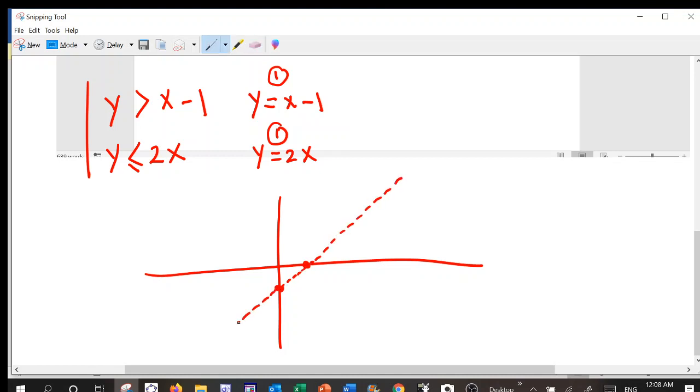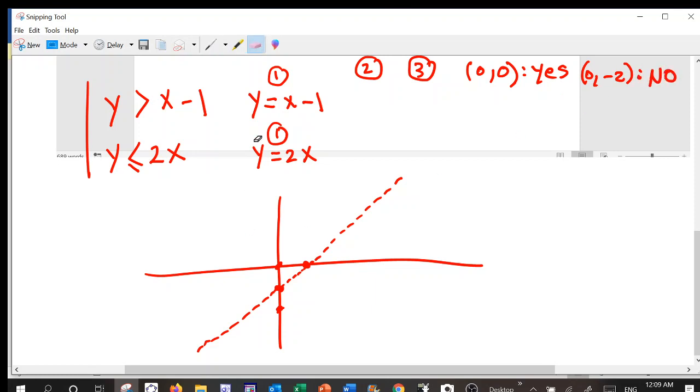And then I have to get a test point, right? So I graphed it already. Now I'm going to get a test point. We just did that, right? So we could get 0, 0 here, and we know 0, 0 is yes. And then if we pick this one right here, maybe 0, negative 2, that is not going to work. We just did it, and this one is no. So the first one, we have to shade here, right?